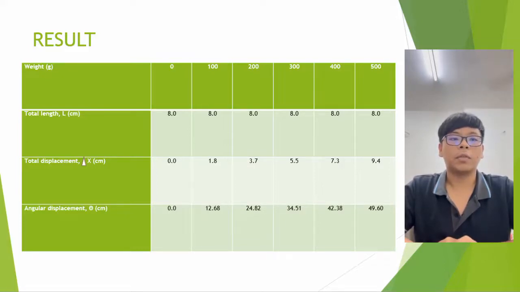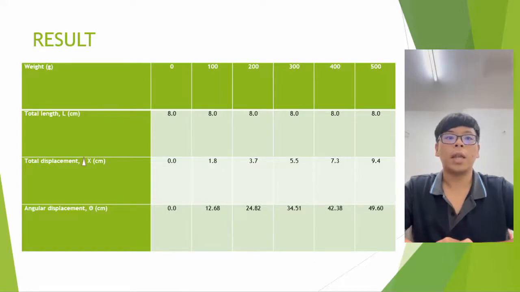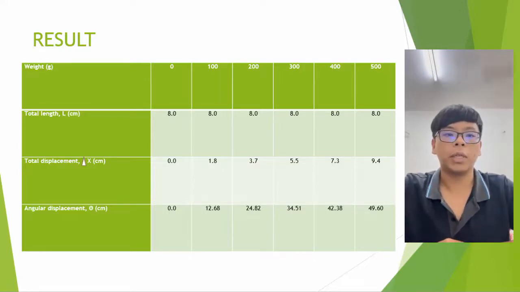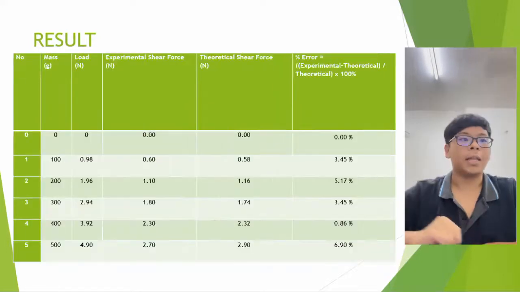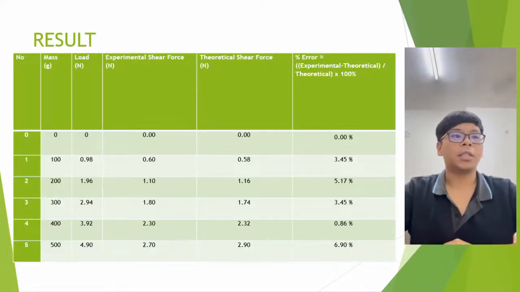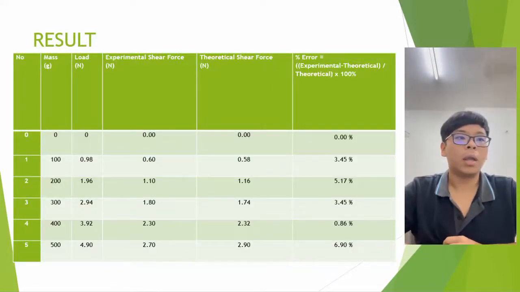And then the angular displacement, for 100 grams, it is 12.68, and 200 is 24.82, and then 300 is 34.51, and then 400 is 42.38, and then 500 is 49.60. And then the next slide has mass, load, experimental shear force, theoretical shear force, and error.